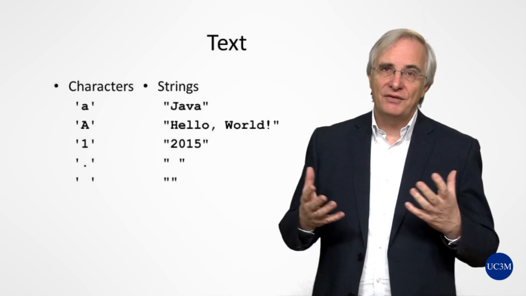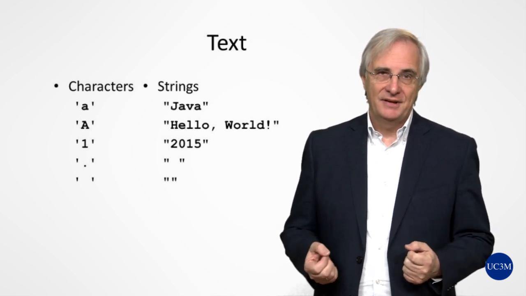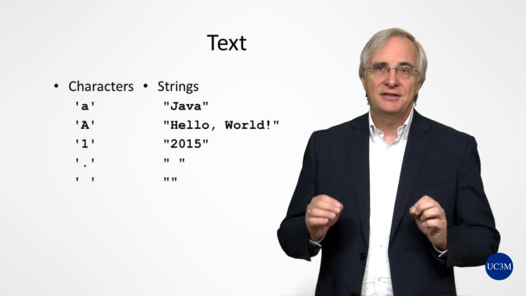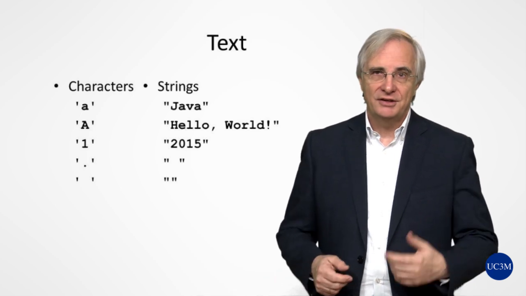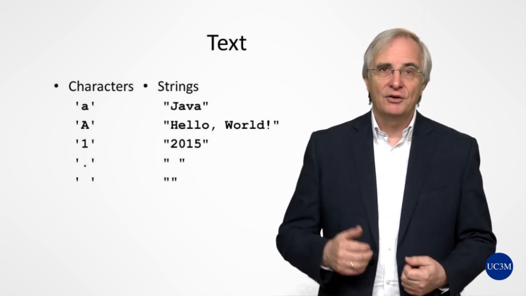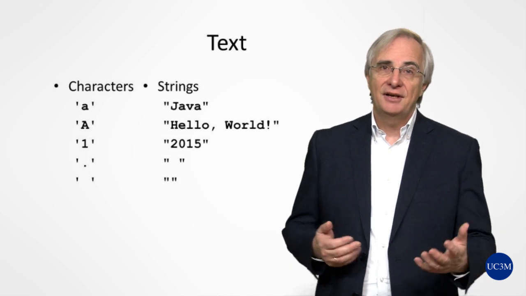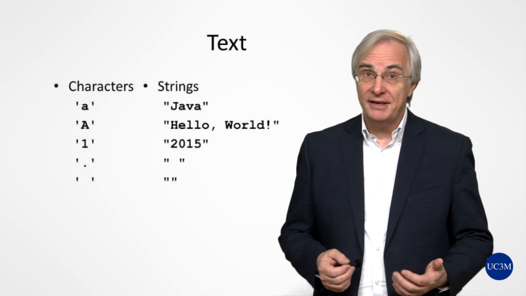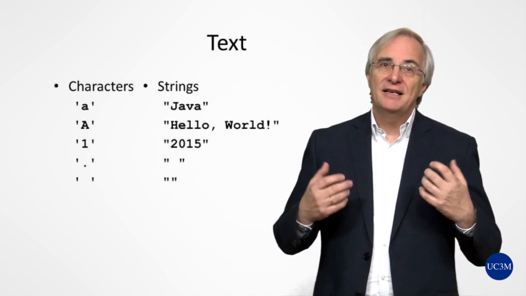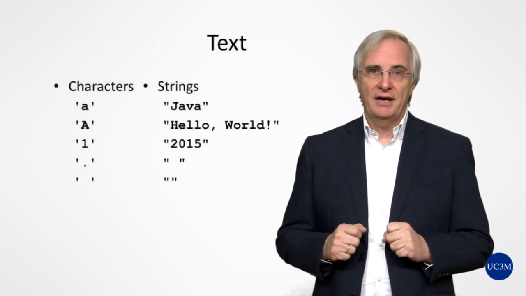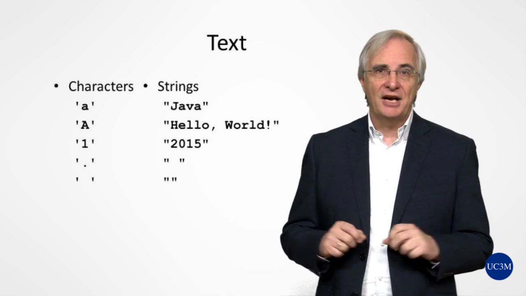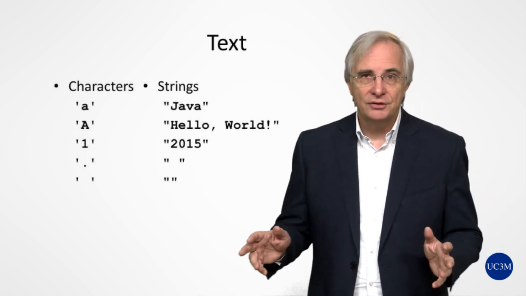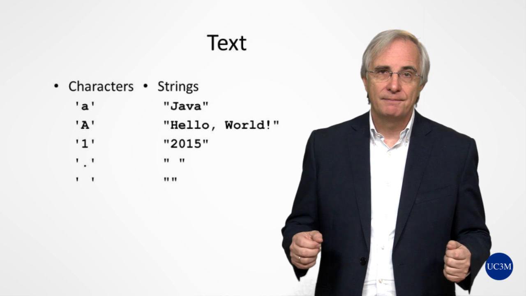Text consists of characters in sequence. A single character is a symbol you can find on your keyboard, such as a letter like small a or capital A, a digit like 1, or a special symbol like a dot or a blank space. A string is a sequence of characters. Examples are Java, Hello World, or 2015.